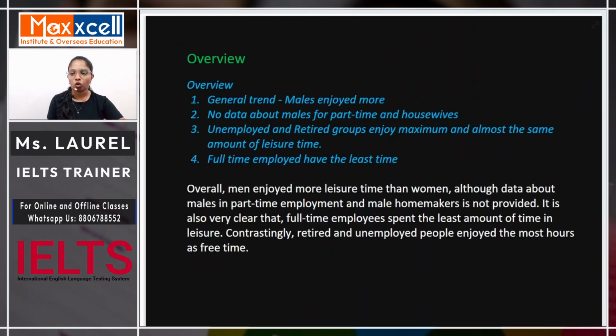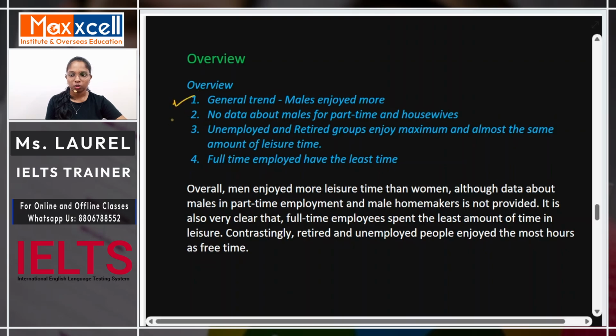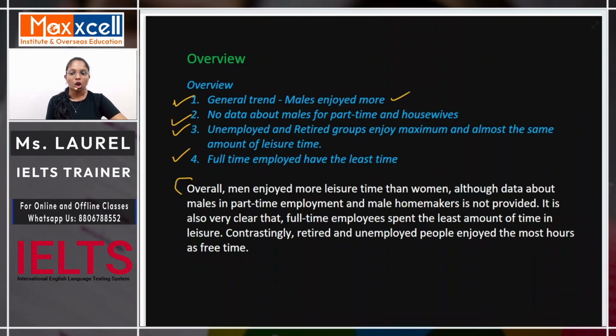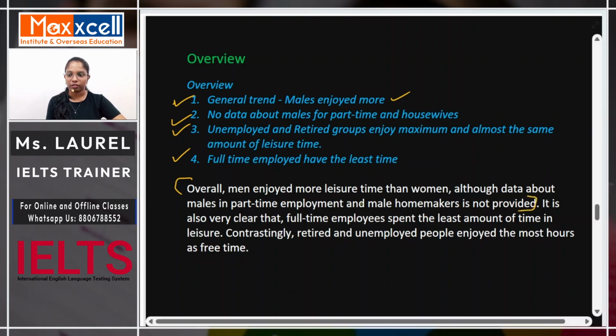Next we are going to look at the overview, and we had taken 4 points for the overview, and here you can see. Now we need to convert these 4 points into proper sentences and write a complete paragraph. And here goes. Overall, men enjoyed more leisure time than women, which is our first point here, you can see. Although data about males in part-time employment and male homemakers is not provided. So here you can see that we have already covered 2 points from these.